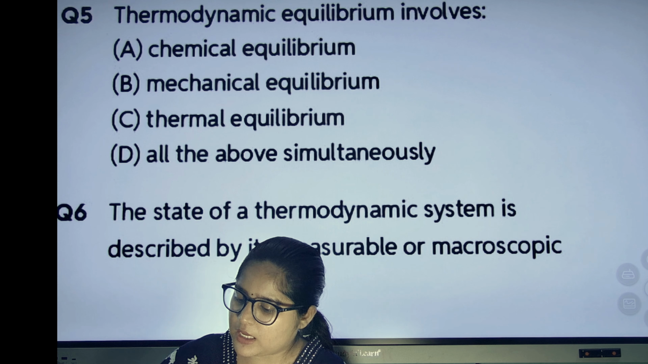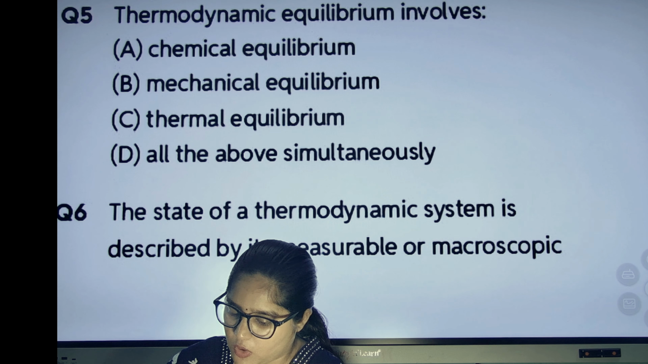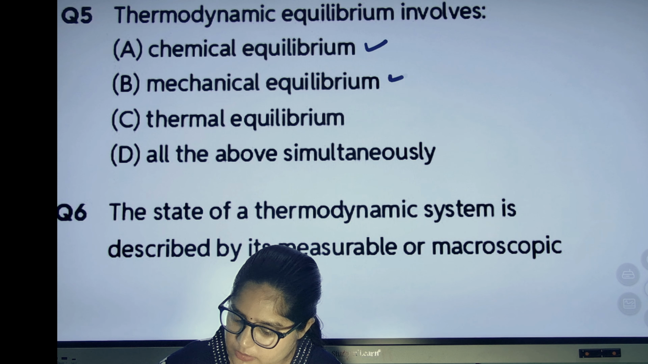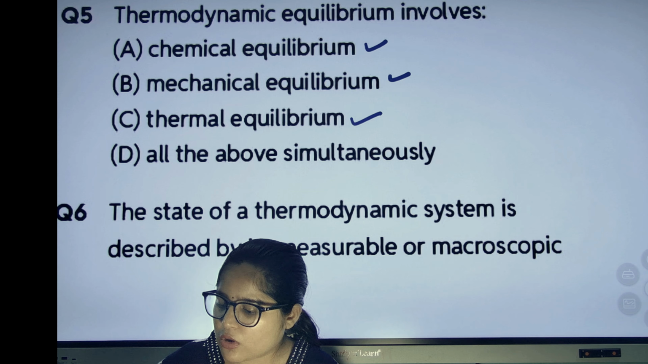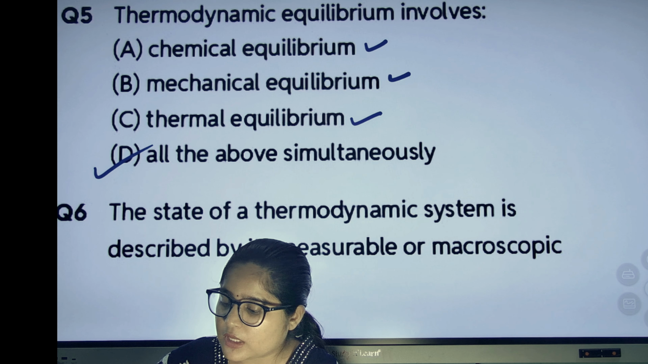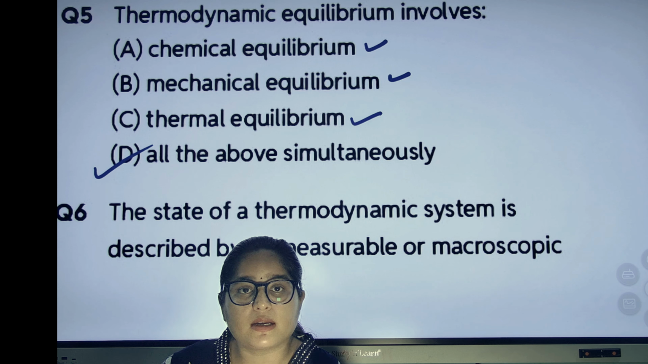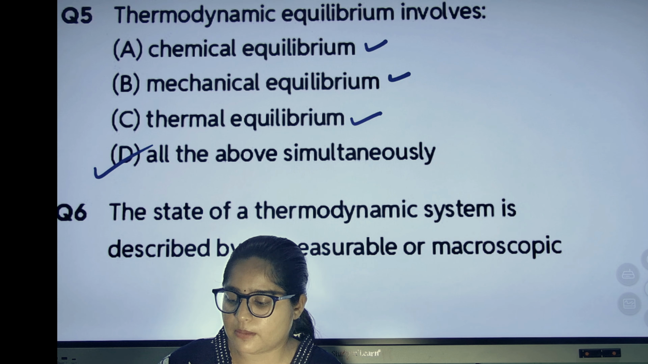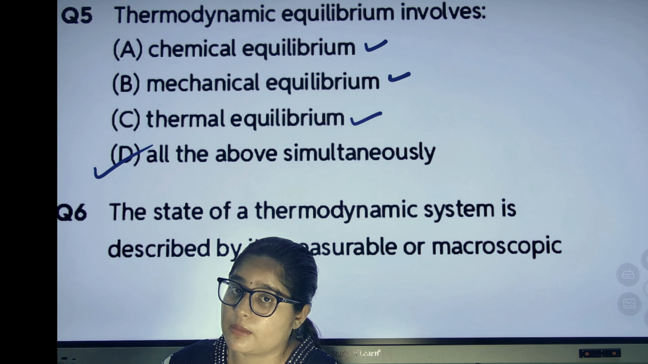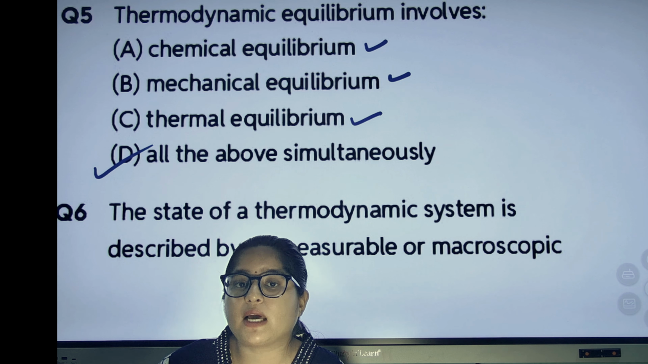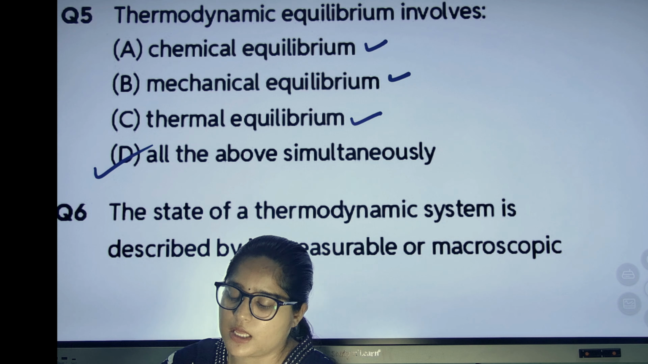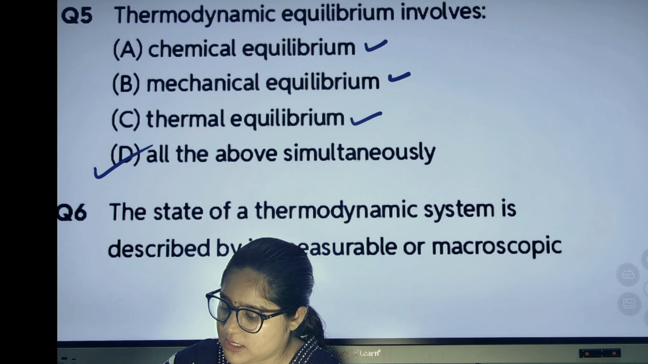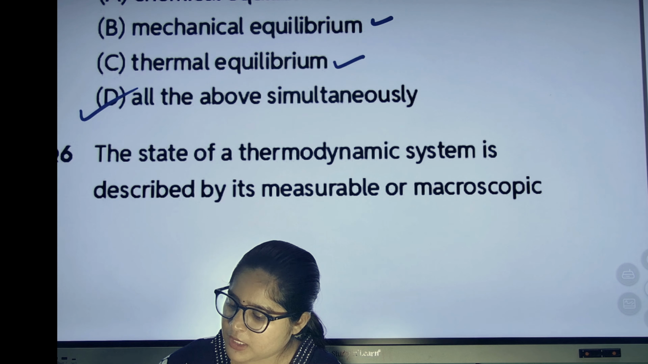Question number 5. Thermodynamic equilibrium involves chemical equilibrium, yes, mechanical equilibrium, yes, and thermal equilibrium, yes. So all of the above. Thermodynamic equilibrium means chemical, mechanical and thermal, all types of equilibrium will coexist. Whenever I am talking about thermodynamic equilibrium, I am not saying just thermal, I am saying thermodynamic. So whenever thermodynamic equilibrium is there, at that point we get chemical, mechanical as well as thermal, all three things in equilibrium.